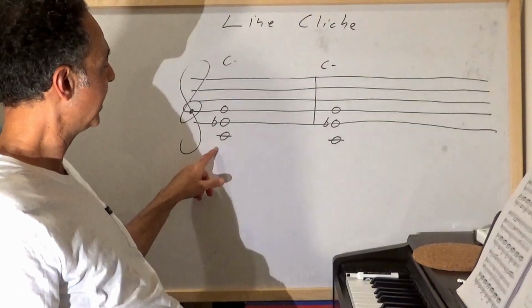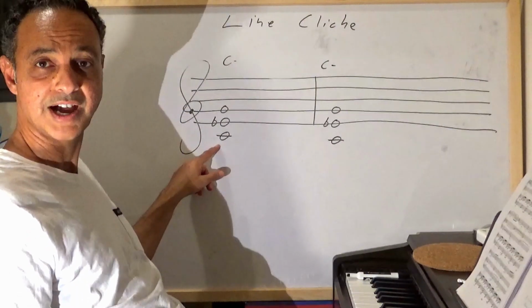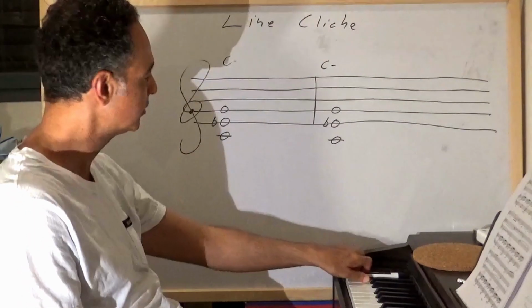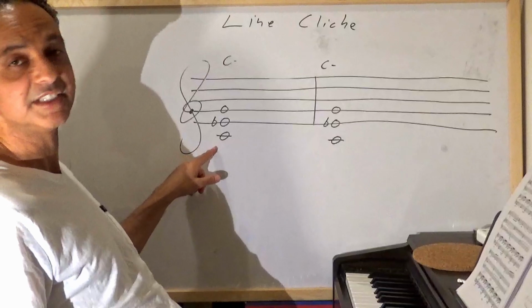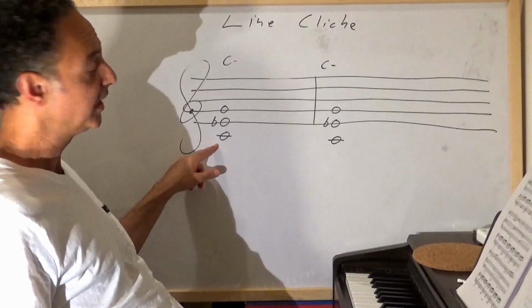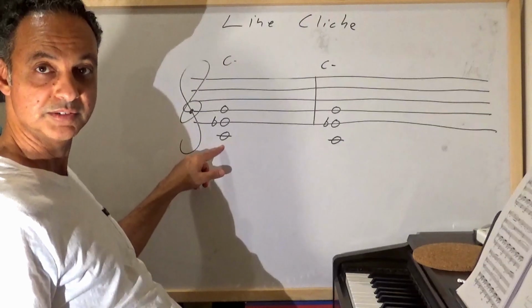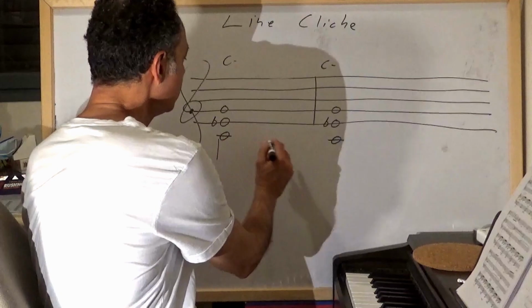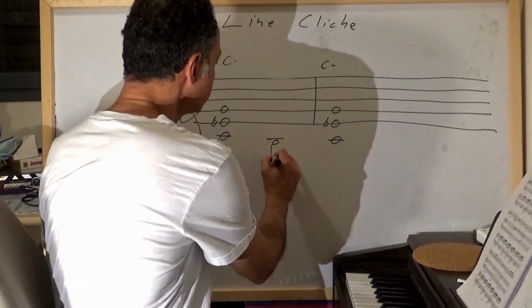So here, the line cliche will go down chromatically from the root. So here the chord is C minor. The root of C minor is the note C. Let's go down chromatically from the note C and see what happens. So the C will go down by half step to the note B.